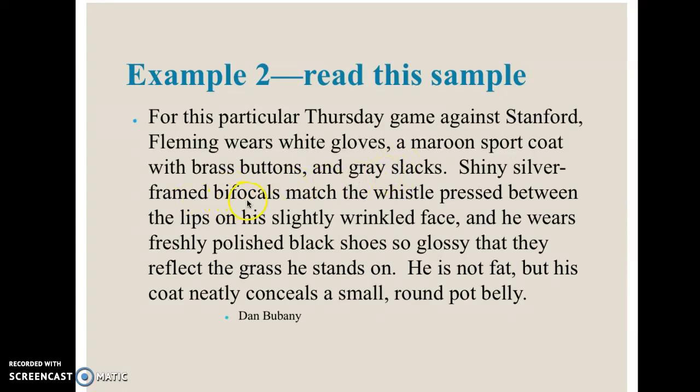Silver framed bifocals, match the whistle. He has a slightly wrinkled face, polished black shoes, glossy. He's not fat. And we have neatly conceals. So again, more positive words in this one. And so when you're creating this positive connotation or this positive dominant impression, we pick words that are more positive.